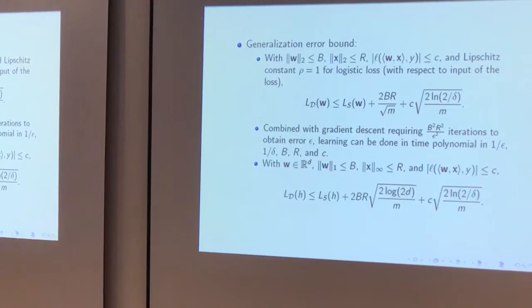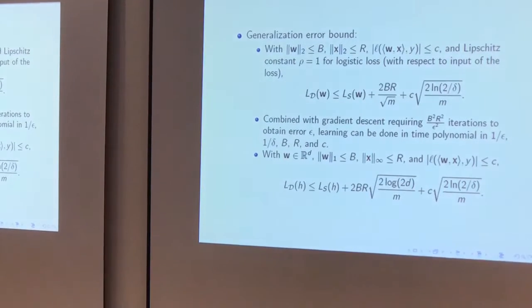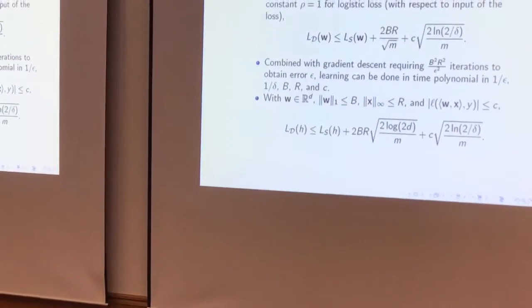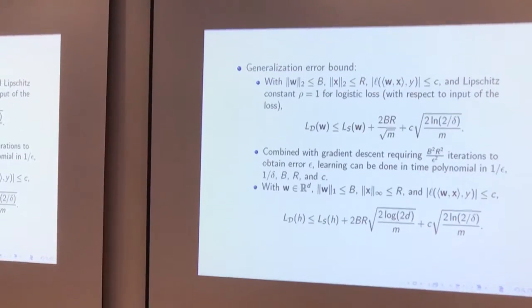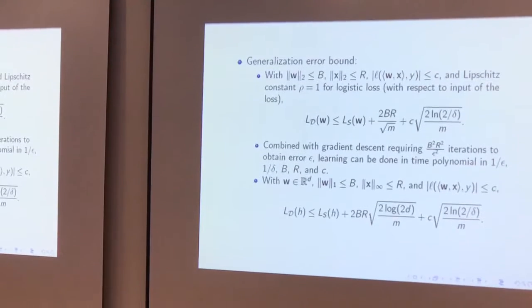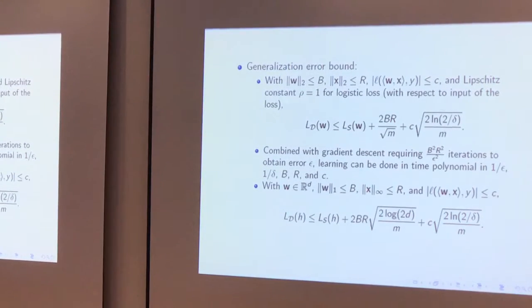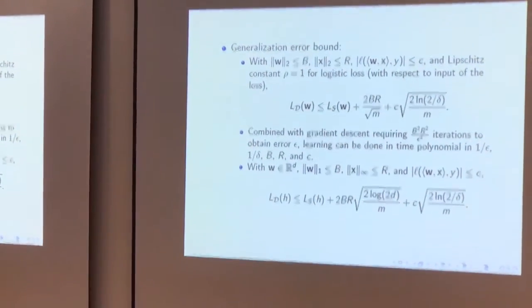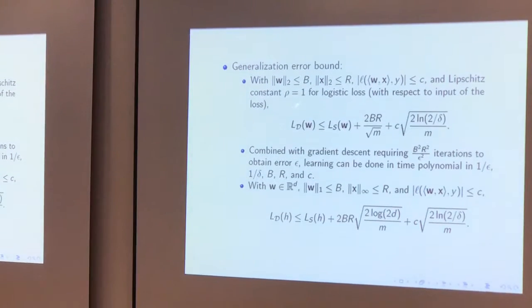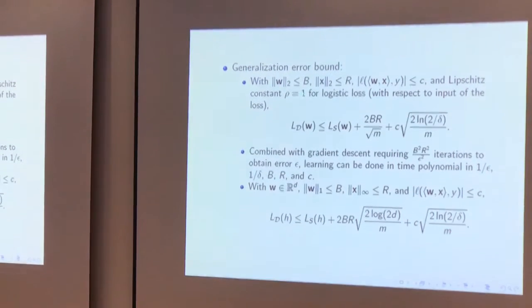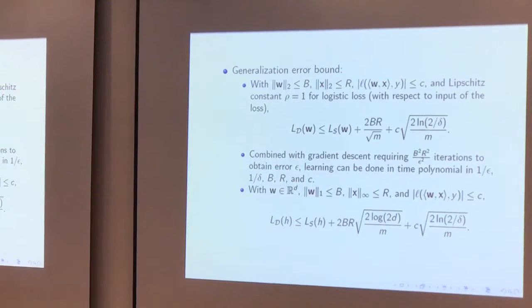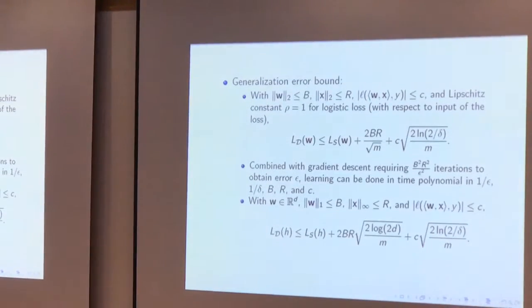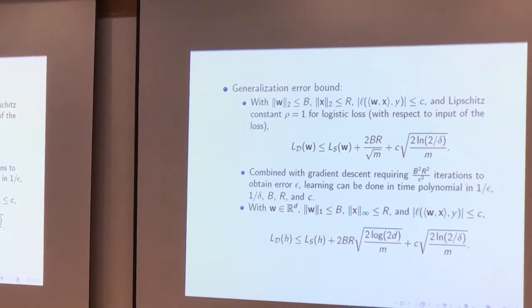Then we also look at generalization. What's the generalization error? Or how many examples do you need to get to a certain error? So again, for the analysis, we assume that the weights are bounded in a ball, the input is bounded in a ball, and the input size is bounded. And we have Lipschitz for logistic regression, the Lipschitz constant is 1. There's a rho here in the bound, so you get this sort of bound. So what are the things that are interesting?